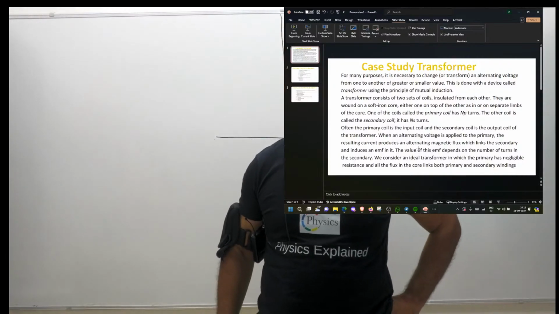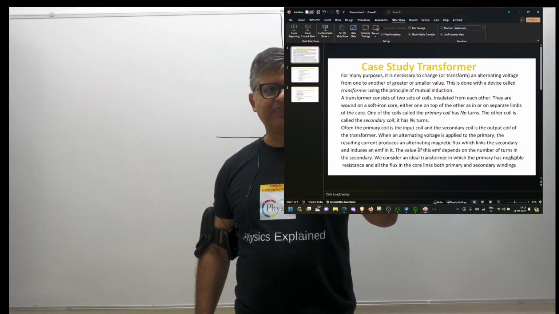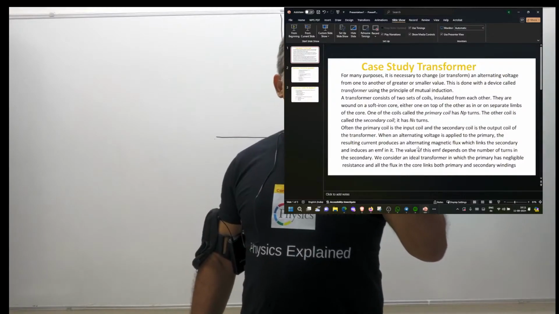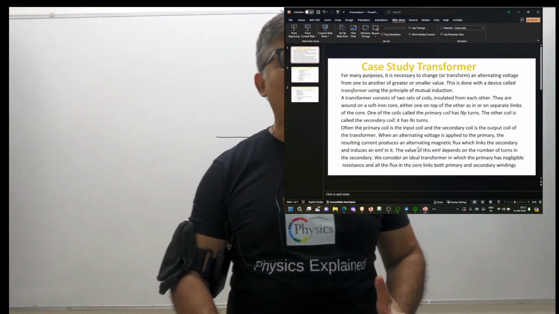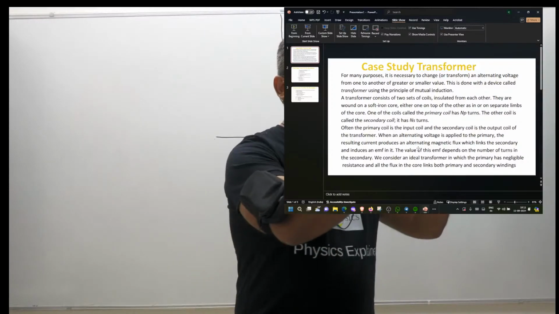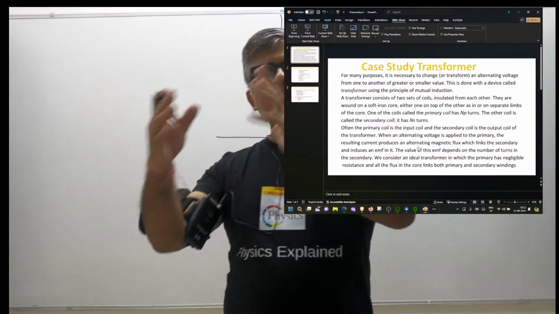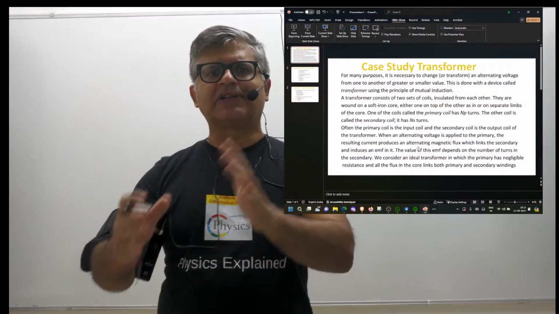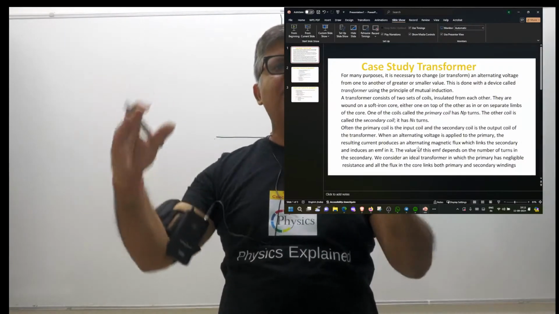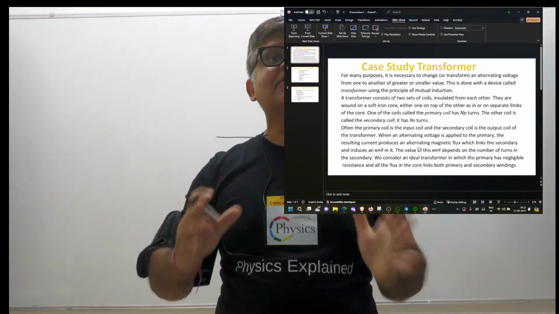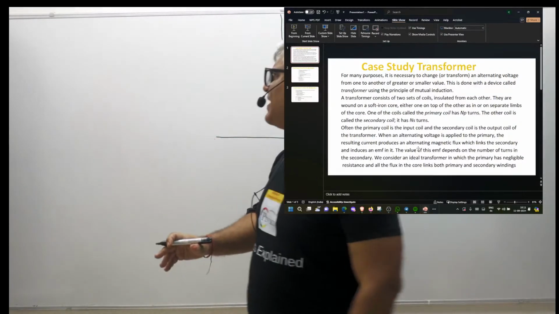Very important paragraph. Okay. Why is it? It says for many purposes, it is necessary to change an alternating voltage to a greater or smaller value, right? You know, a transformer steps down the voltage and steps up the voltage. But why does it do that? Let me give you an example.